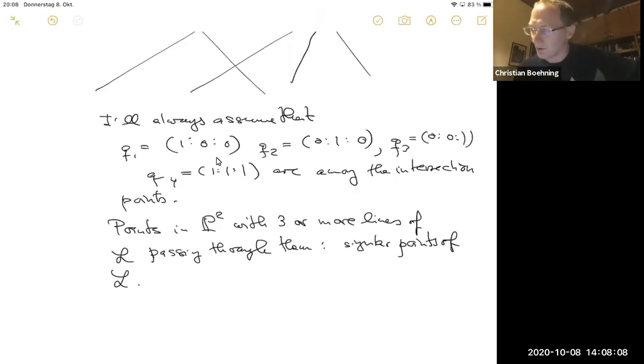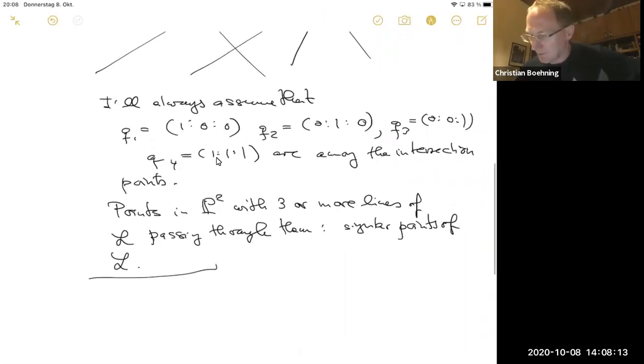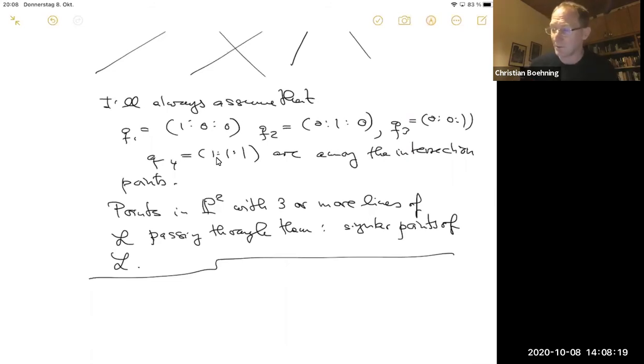So that's well known. And also the theory of line arrangements, as I've already mentioned, has some very interesting connections to the theory of algebraic surfaces, as we will see.